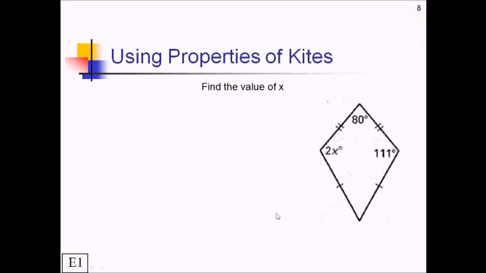So we're going to find some angles and sides in kites now using those properties we just learned. Pause the video and see if you can puzzle out the value of x in this diagram. So the property that would help us here is that our opposite angles on the shorter diagonal are congruent in a kite. So we can say that 2x and 111 equal each other. Dividing by 2, we get 55.5 degrees.